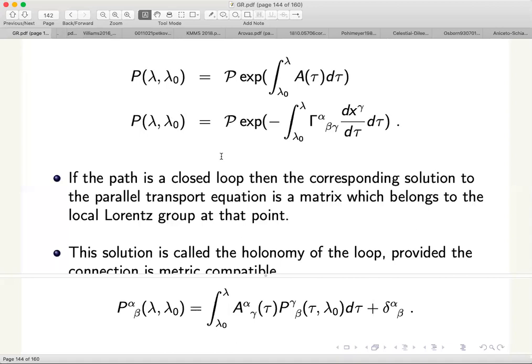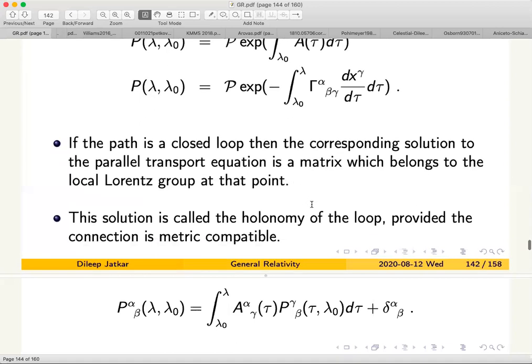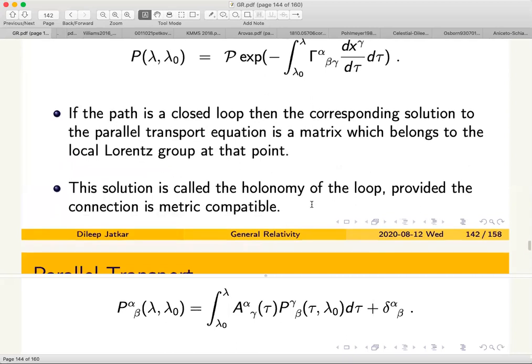So the transformation between these two vectors should be related by some matrix with constant entries. And remember, Lorentz transformations are done by using matrices with constant entries. That is the only one which will locally preserve the metric and relate two vectors in the same frame. That matrix that we would get is typically called the holonomy of the loop.